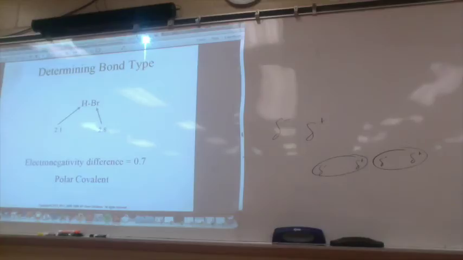So what you need to know is if I say, is HBr polar or nonpolar, you're going to call it polar covalent. This is hydrobromic acid. So is that polar or nonpolar covalent? It's not the same atom, so it's going to be polar.